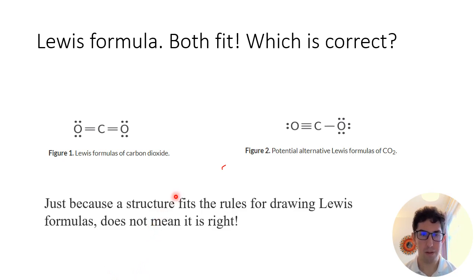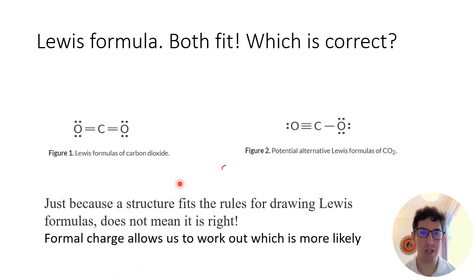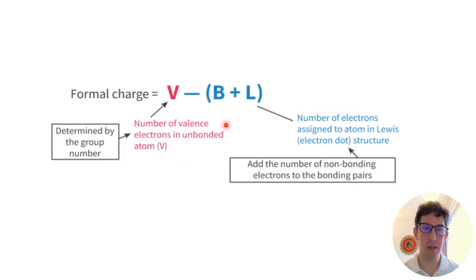So formal charge allows us to work out which one's more likely. To work out formal charge, we use the following formula, which you're not given in the data book. You need to memorize this formula. Formal charge equals V minus B minus L. V is the number of valence electrons in the unbonded atom. B is the number of bonding pairs, so it's not the number of electrons in the bonding pairs, it's the number of bonding pairs. And L is the number of non-bonding electrons.